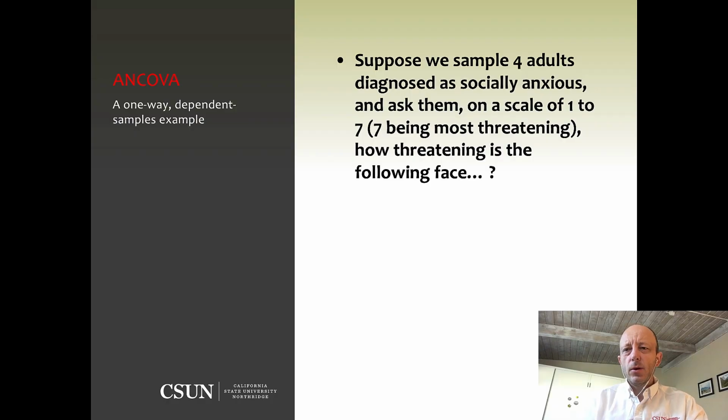All right, a quick video to show you an analysis of covariance, ANCOVA, for when you have one independent variable and that independent variable has dependent samples. So a one-way dependent samples ANCOVA, building on our one-way dependent samples ANOVA that we did in an earlier video where we sampled for social.